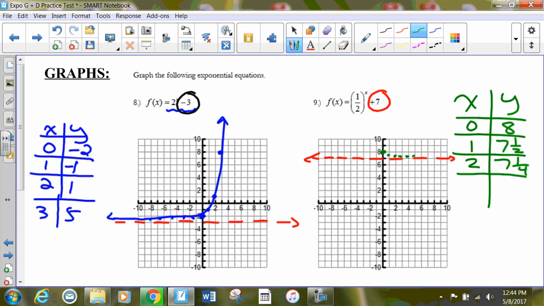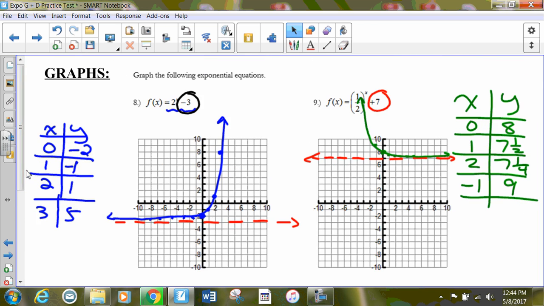And then if I really want to know what happens to the left, if I start plugging in -1 for x, I'll get 2. 2 plus 7 is 9. If you put that in your calculator, you'll believe me. And so I can see the kind of decay it's going to be: it starts up high, comes down low, and hovers right over our horizontal asymptote of y equals 7. Okay.